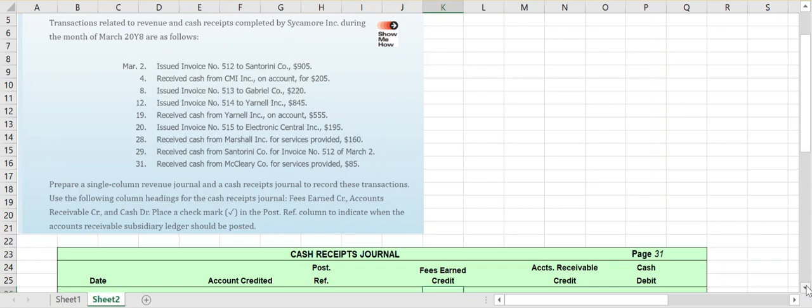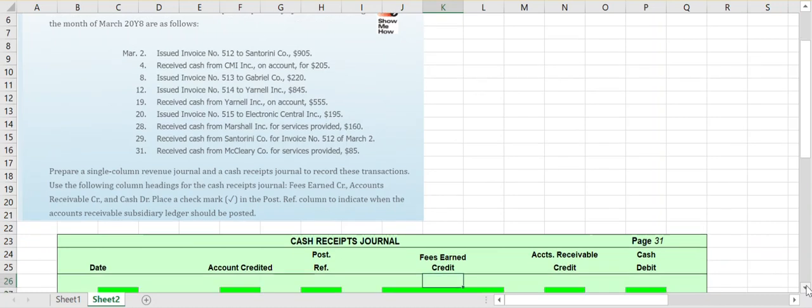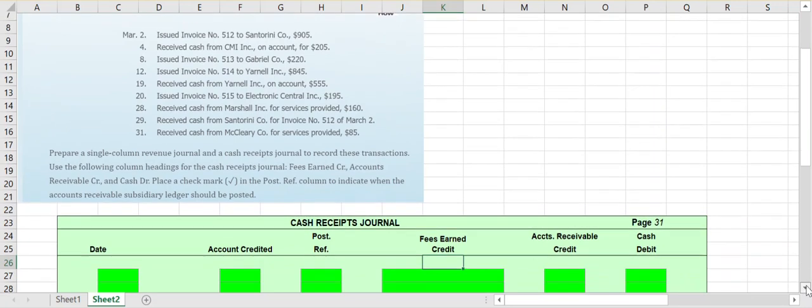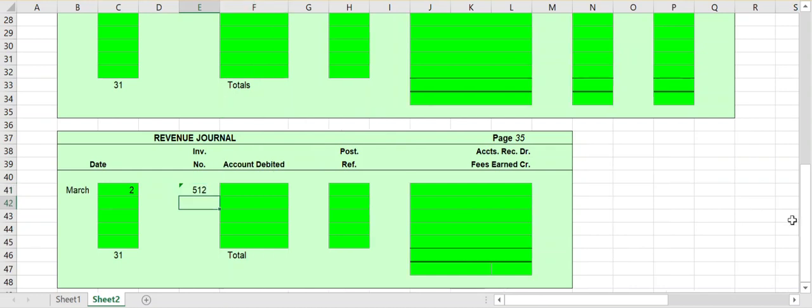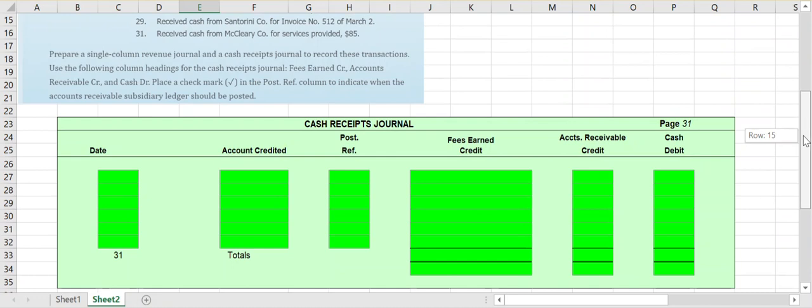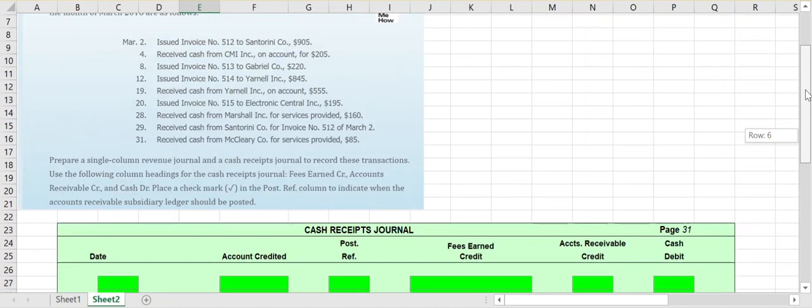So in the first one, it says March 2nd, we issued invoice number 512 to Santorini Company for $905. Anytime we see issued invoice, it has to go to our revenue journal. We're sending our customer a bill because they owe us something. So we come down to our revenue journal, March 2nd. They told us we issued invoice 512 to the Santorini Company for $905.